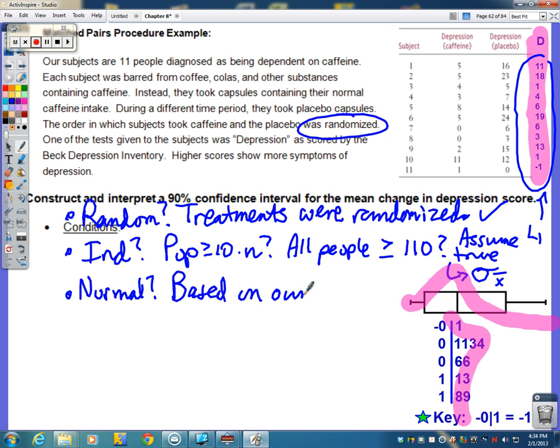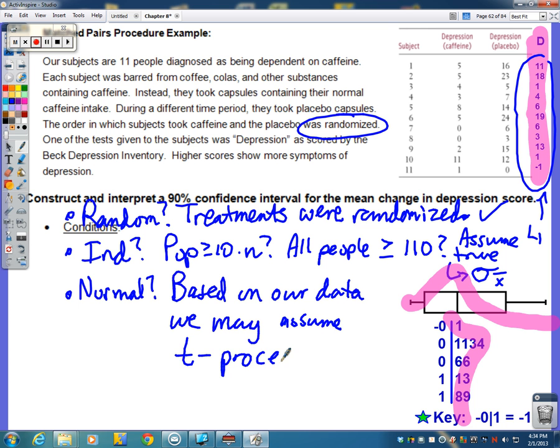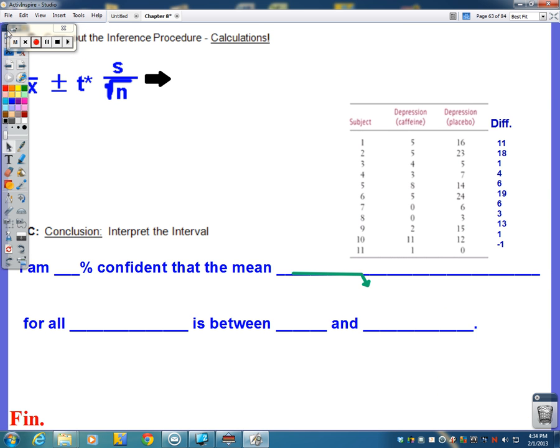So we will say, based on our data, we may assume T procedures. So even though we're saying we're going to check the normal condition, the normal doesn't really apply. We have to replace it with the T procedure. So we may assume T procedures and we may use inverse T. So now, let's get to work.